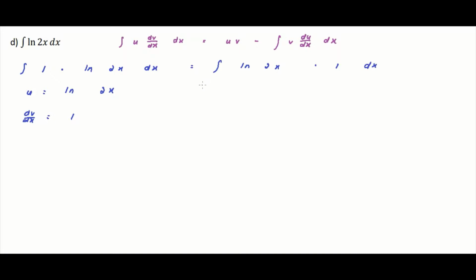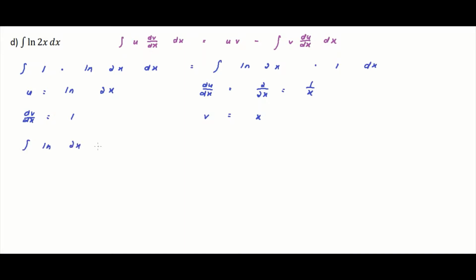Okay, so for ln 2x, when you try to do differentiation, you will be getting 2 over 2x, which gives you 1 over x. For dv dx, when you try to do integration, you will be able to get x. So now let's try to put them back into the formula.